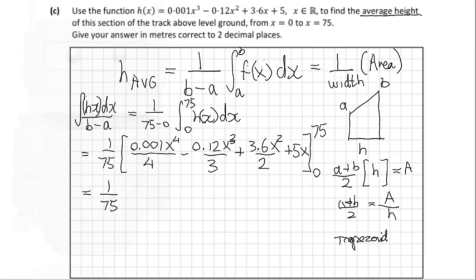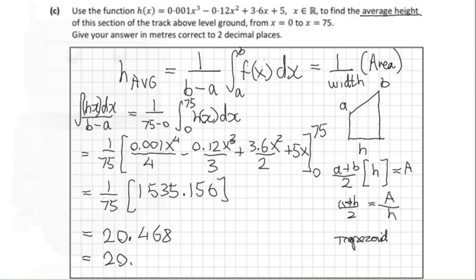And we get 1 over 75. That's our width. 1 over the width multiplied by the total area, which will give 1535.156. We want 2 decimal places. So just write out the answer here first of all, 1535.156 over 75, which is equal to 20.47, okay, to 2 decimals.